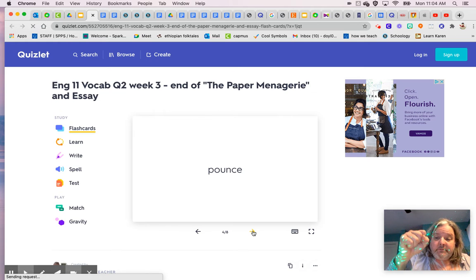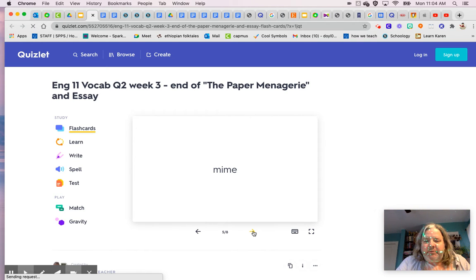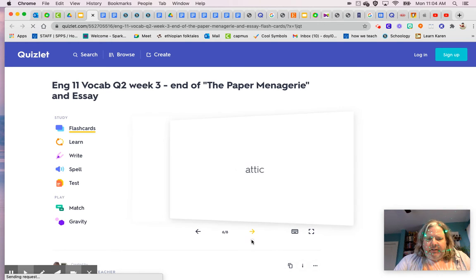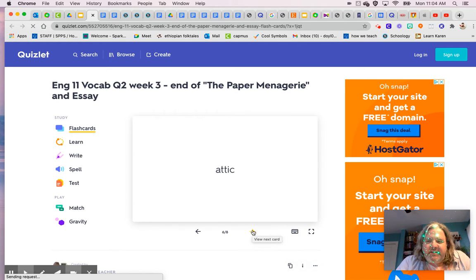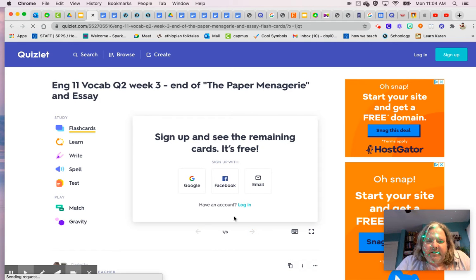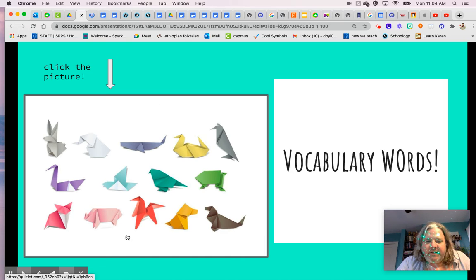Pounce. Mime is when you try to communicate just using your body without using words. My computer's going slow. Attic is the room at the top of the house. A lot of houses have an attic, or kind of an old, dusty, unfinished room at the top of the house. I can't see the rest of them for some reason, but there's a couple more there. Those are in Schoology, and I will be making the quiz soon to study those.